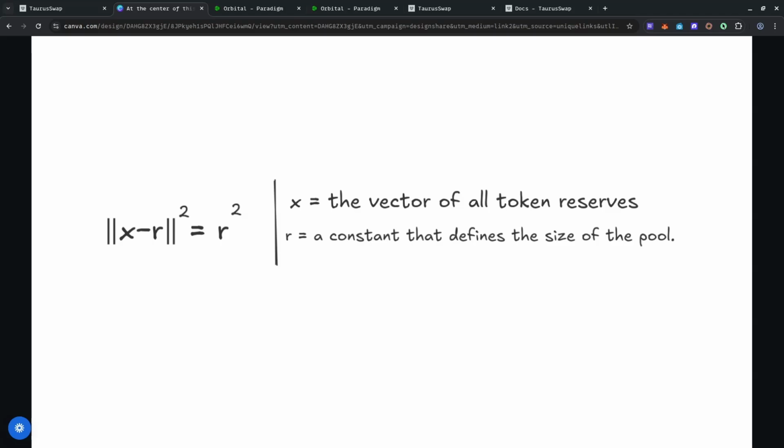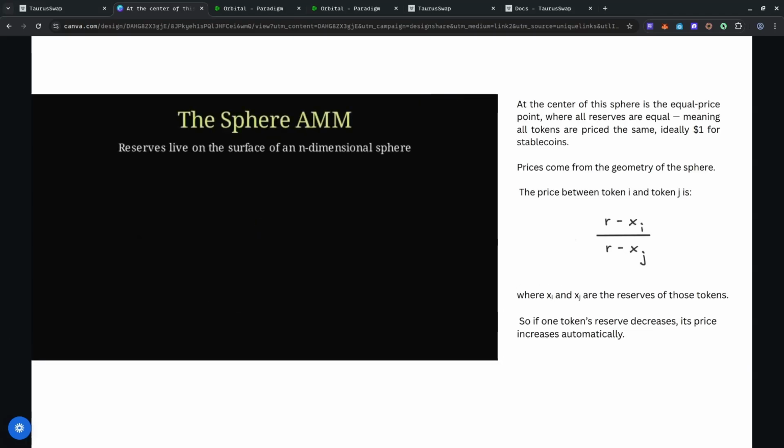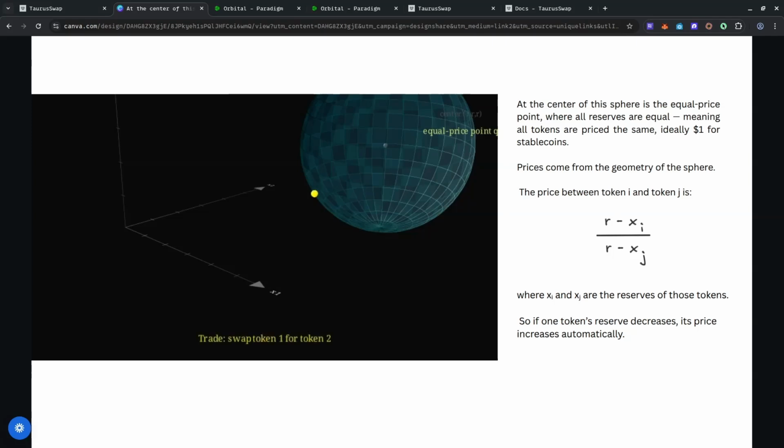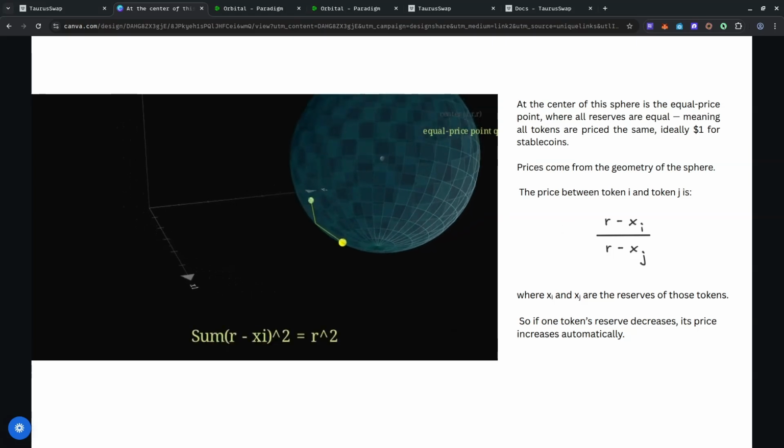And this equation means that all of the valid reserve states lie on a sphere. At the center is the equal price point, where all of the reserves are equal. So all tokens are priced the same. The price comes from the geometry of the sphere. That is, for two tokens i and j, the price is derived from this equation. So if one token's reserves decrease, its price increases automatically.